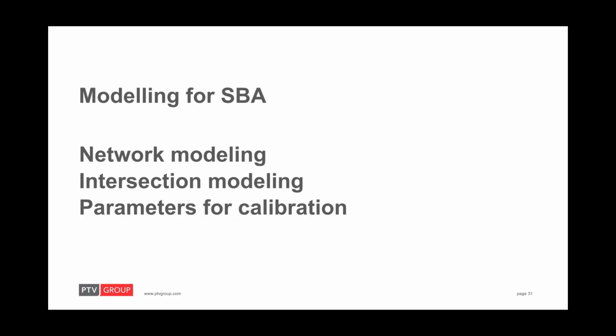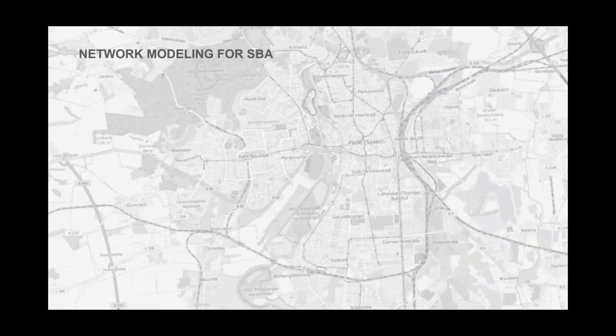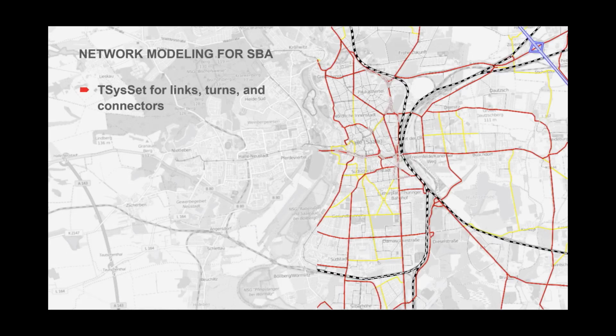Now for modeling of the SBA, let's take a look at network modeling, intersection modeling, and some parameters for the calibration. For network modeling for SBA, we have to set the same transport systems, and that's set again for links, turns, and connectors as you would in the static assignment.